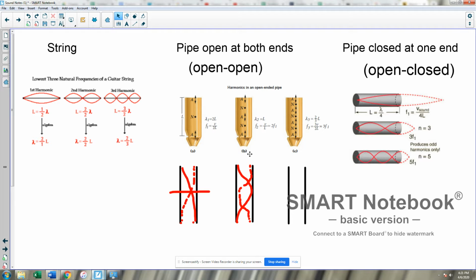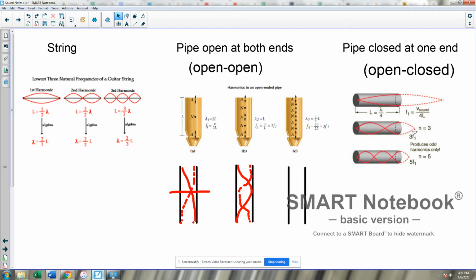And you would expect that, like the string and the open pipe, the next frequency that I hear would be twice as much. But that's not going to be the case, because if I have an antinode at one end and a node at the other end, there's no possible combination where I could get something twice as long there, because that would have to either be closed at both ends or open at both ends. So the next possible frequency is going to be triple that, because I could fit 3/4 of a full wave in here.